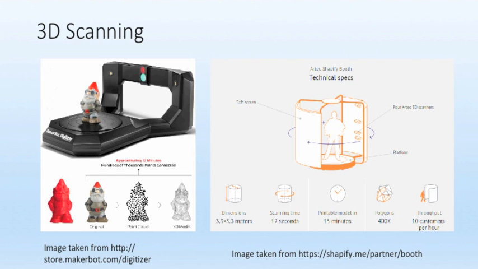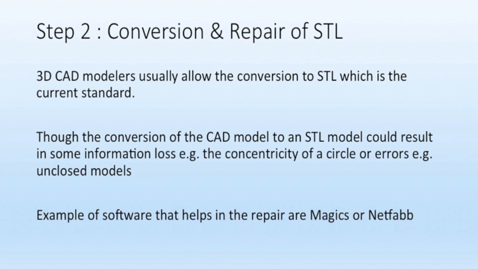So next step is the conversion and the repair of the STL. After you have modeled your 3D model, you have to convert your 3D model file into the STL file format, which is the current standard for 3D printers. So this means that the 3D printers will read file type that is .stl.